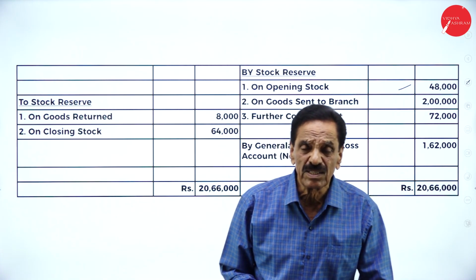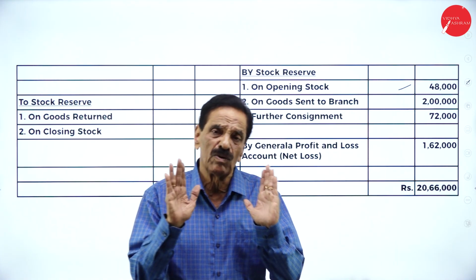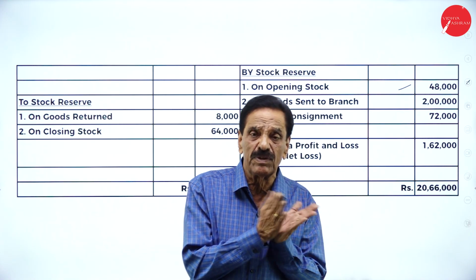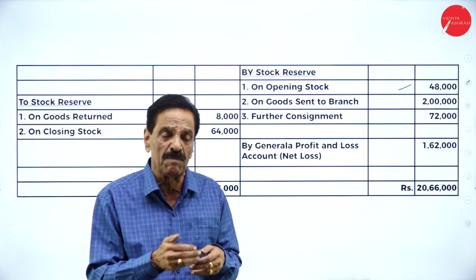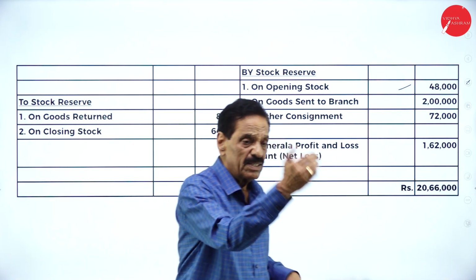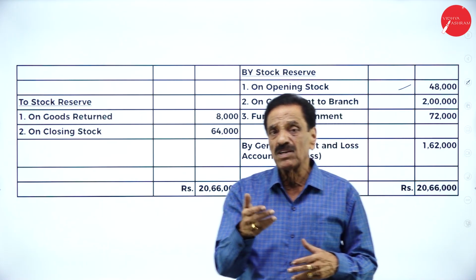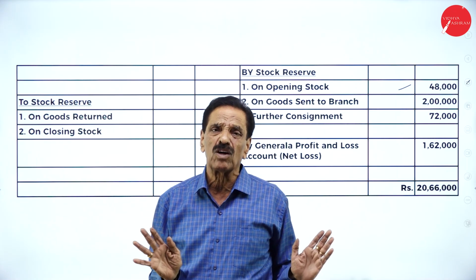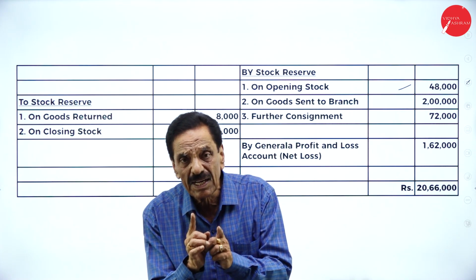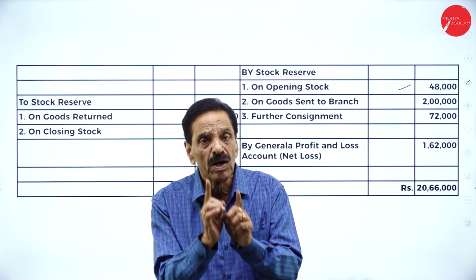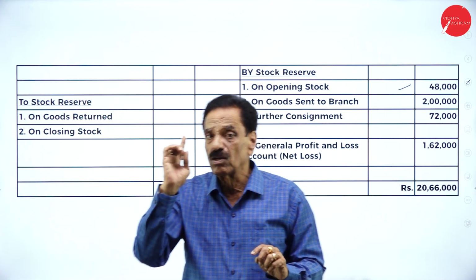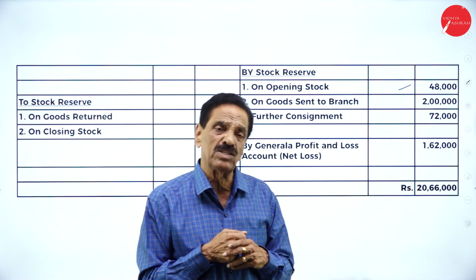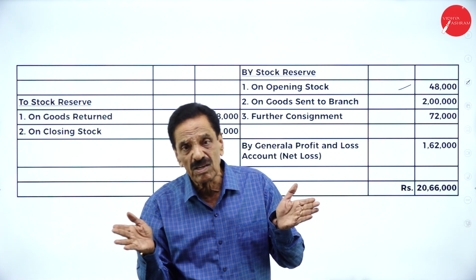So how does it start now? Very simple. Invoice price, you see that. If the goods are sent at cost plus 25%, it is 25 by 125. If it is 10%, it is 10 divided by 110. If it is 20%, it is 20 by 120. Very, very simple, no complications. You have to calculate stock reserve or loading: one on opening stock, one on closing stock, one on goods sent to branch, and one on goods returned by the branch to head office, which is considered as stock reserve.